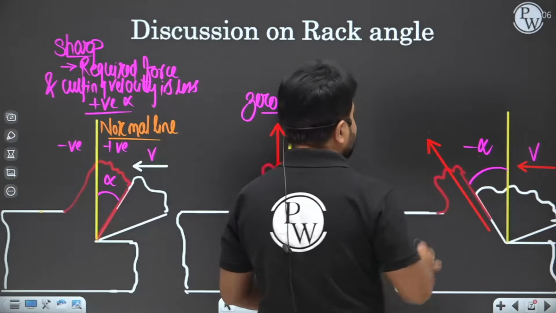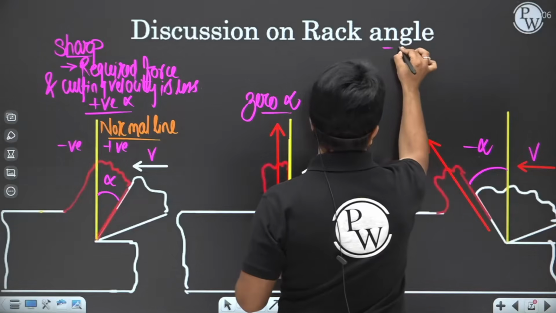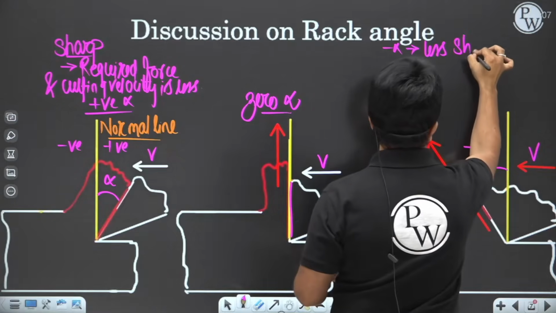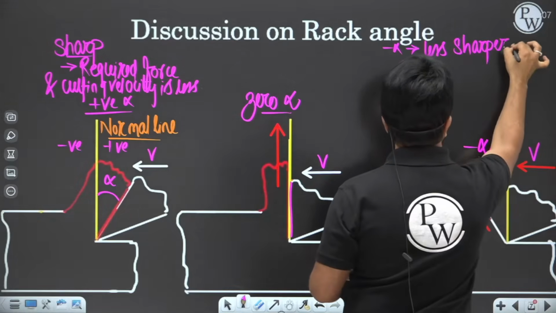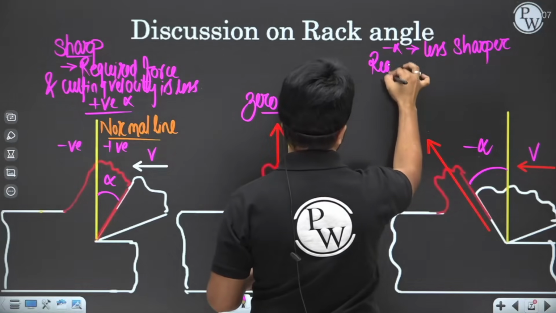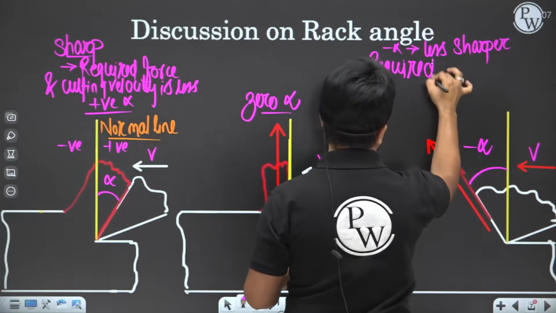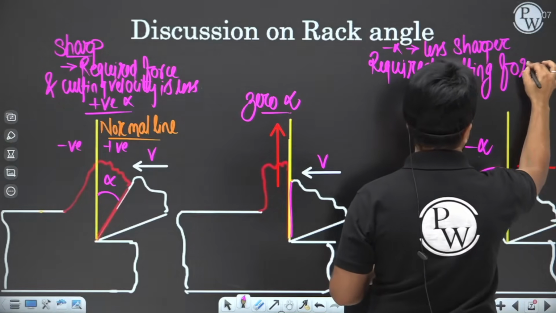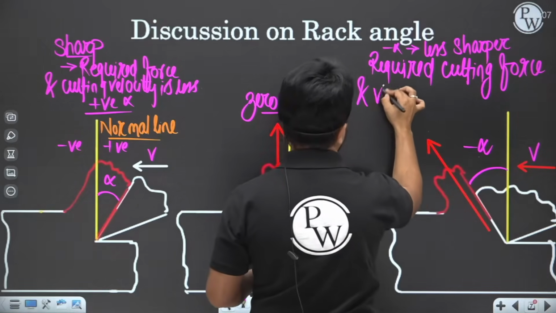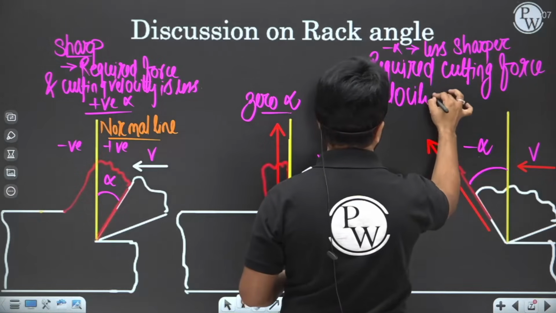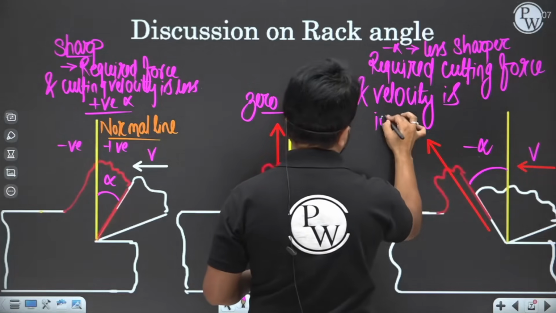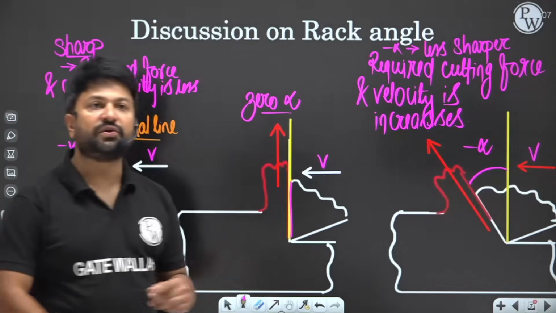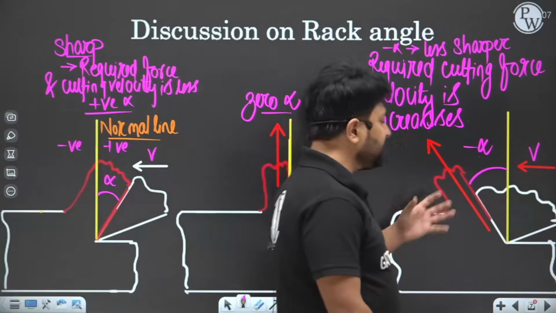The negative rake angle tool is less sharp. So the required cutting force and velocity is going to increase in the negative rake angle tool.